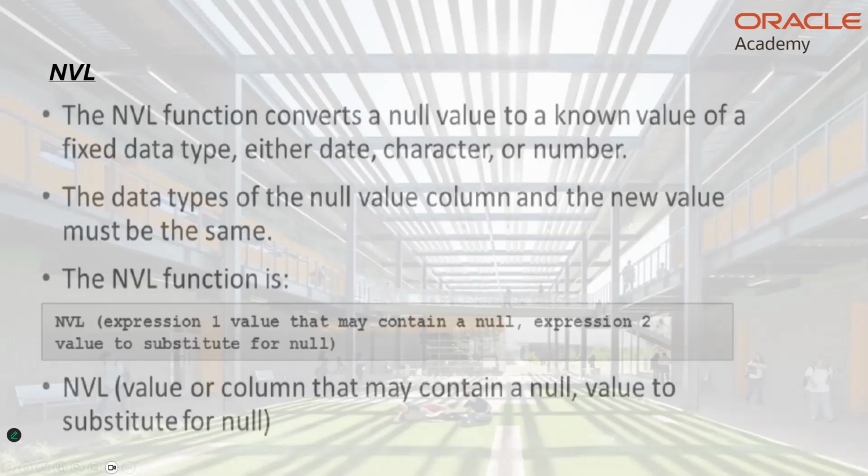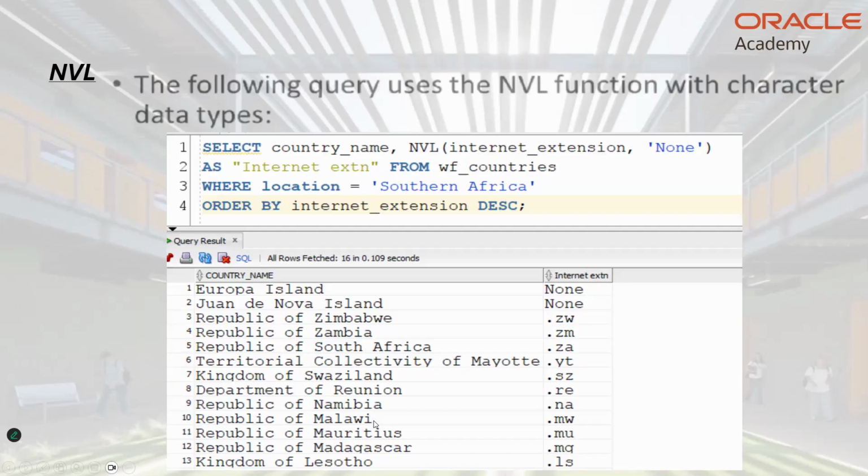NVL is a function that converts a null value to a known value of a fixed data type: either date, character, or number. Those are our data types. The data types of the null value column and the new value must be the same. So the data type of the column that you're evaluating, you have to substitute or convert that value to the same type as in that column. Here's the syntax: NVL(expression 1, expression 2). Expression 1 is the value that may contain a null. Expression 2 is the value to be substituted. The words are probably more confusing unless you see an example.